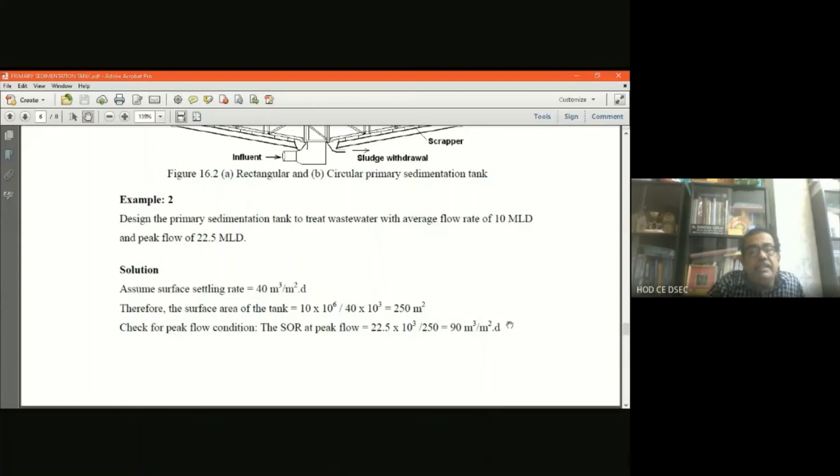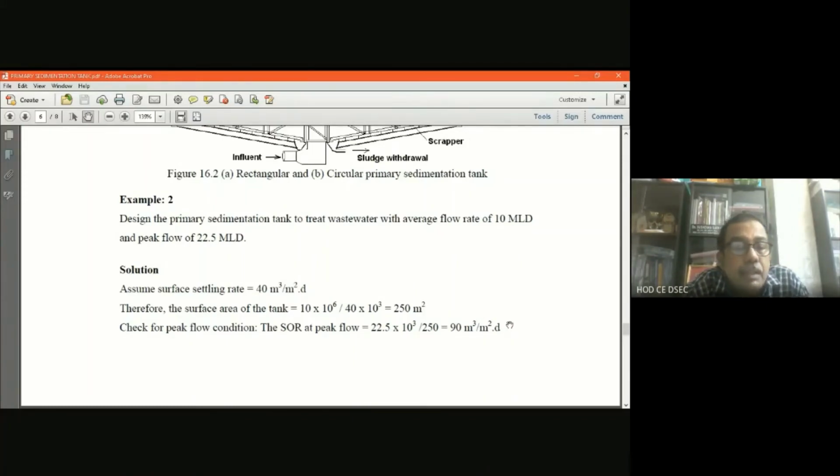Design the primary sedimentation tank to treat wastewater with an average flow rate of 10 MLD and a peak flow of 22.5 MLD. So two flows are given in the question, the average flow rate and the peak flow rate. It will be designed on the average flow rate and checked on the peak flow rate, as we normally do.